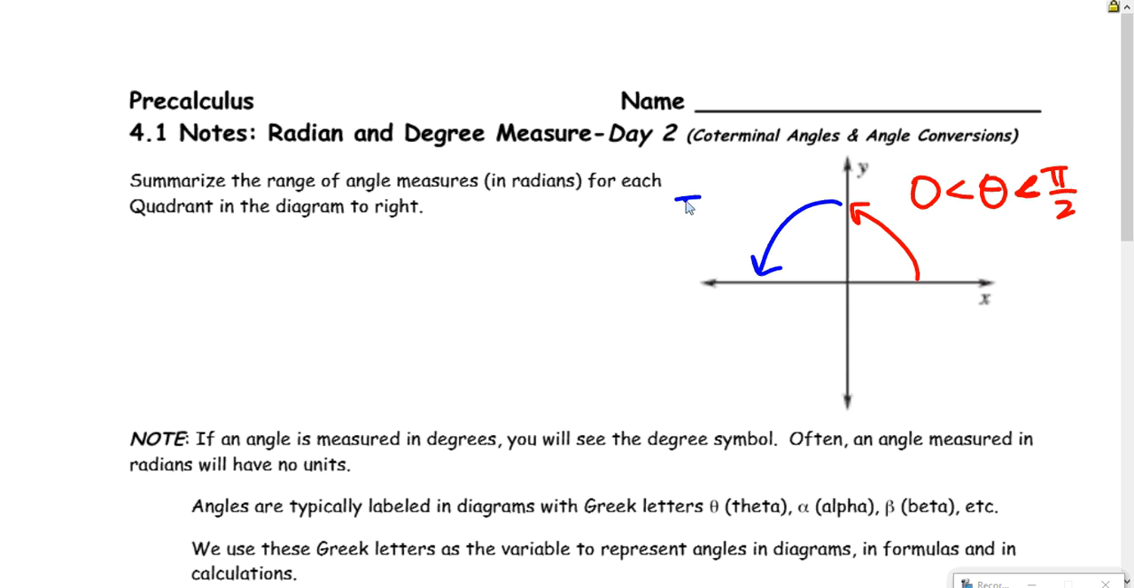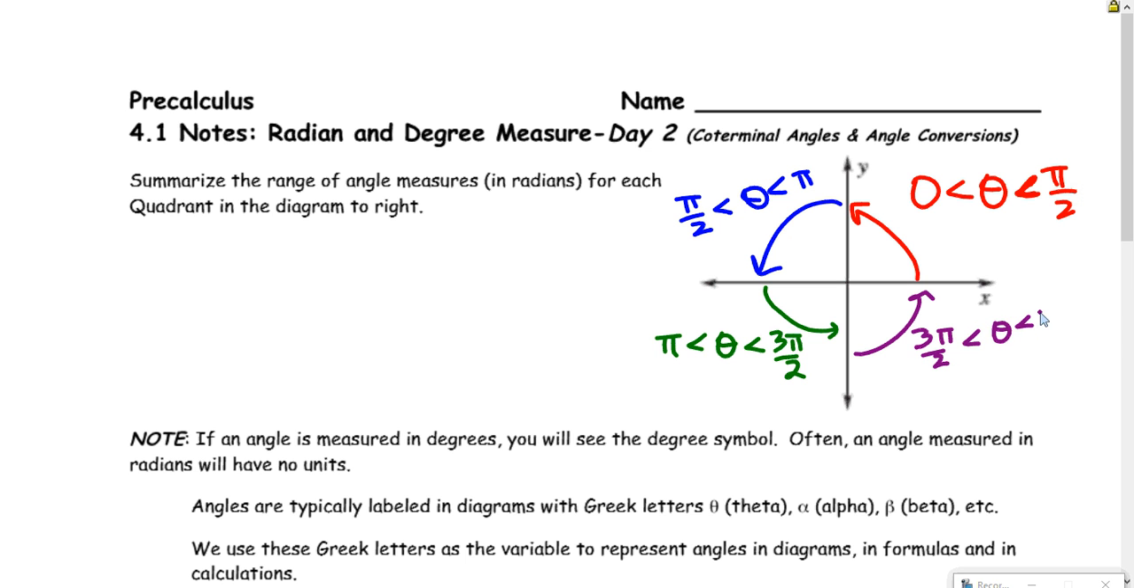Anywhere from pi over 2 to pi is going to land in the second quadrant. Anywhere from pi to 3 pi over 2 is going to land in the third quadrant. And anywhere from 3 pi over 2 to 2 pi is going to land in the fourth quadrant.